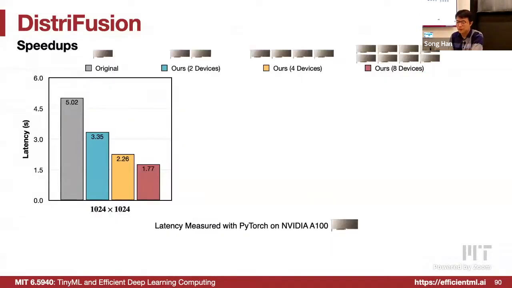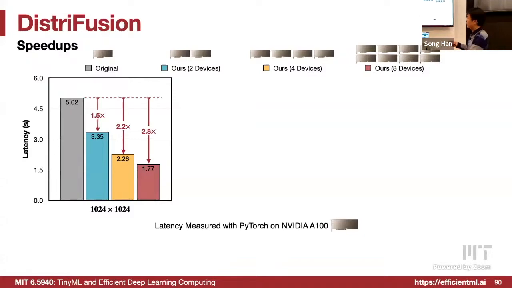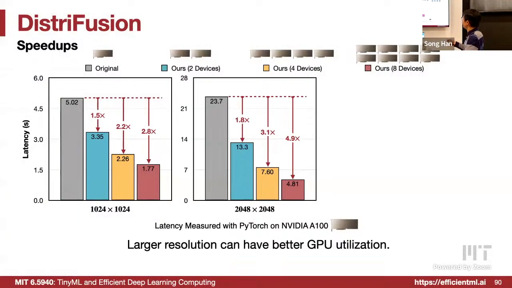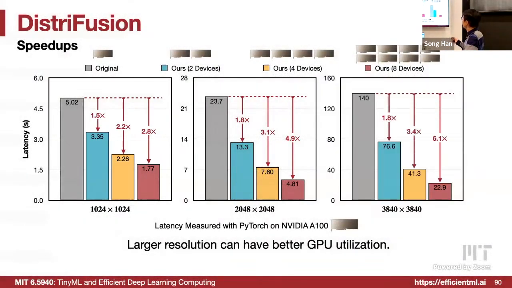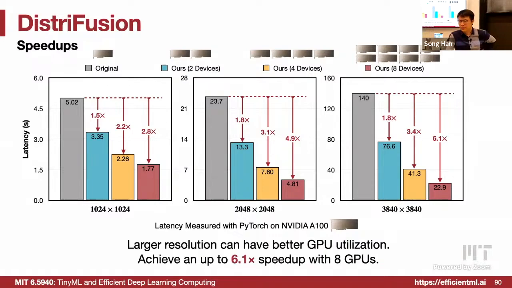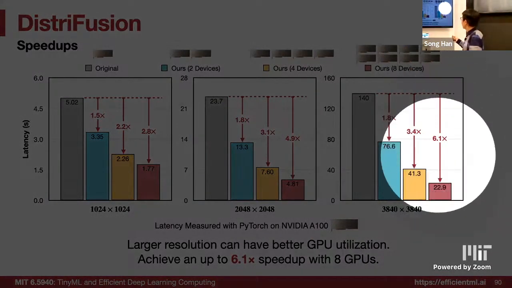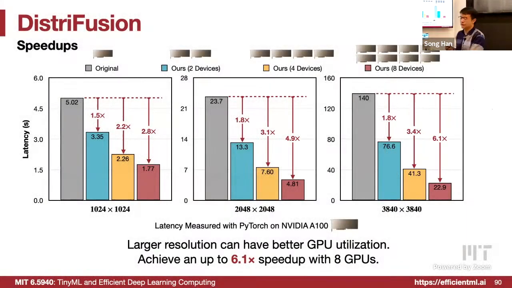So this is the speed up across 1, 2, 4, 8 devices. It's more than 2x for 4 devices here. At higher resolution, the speed up is even higher since the communication overhead is saved. With up to 8 GPUs, at a 3K generation, it's about 6 times faster.